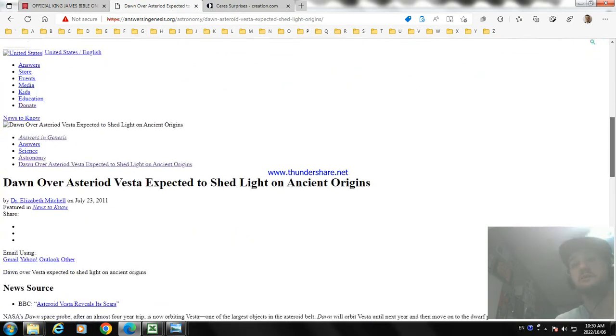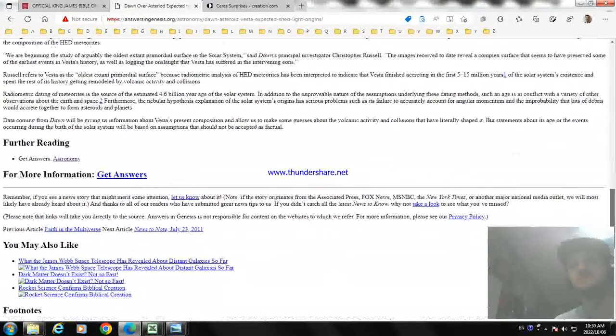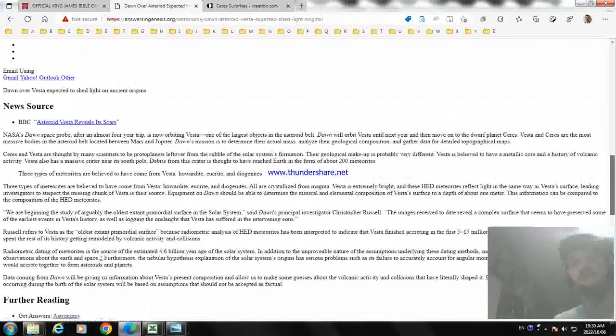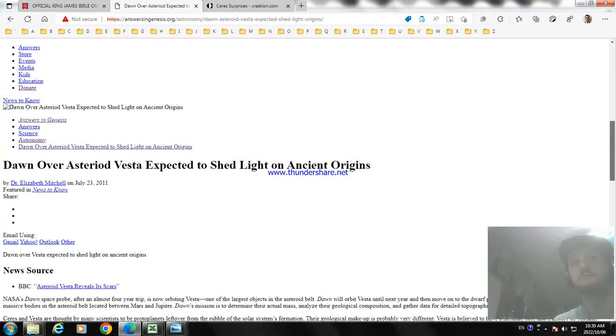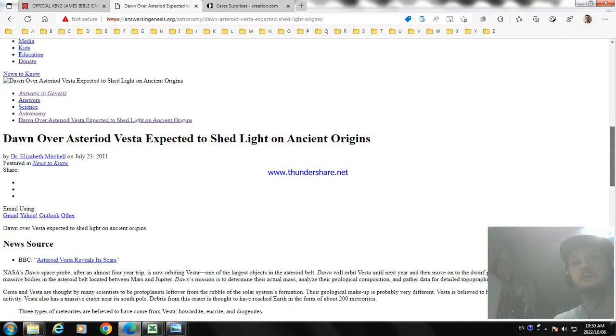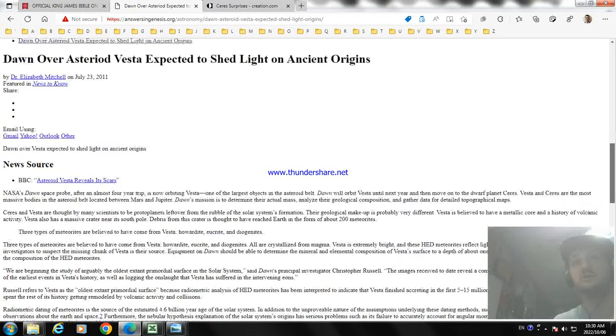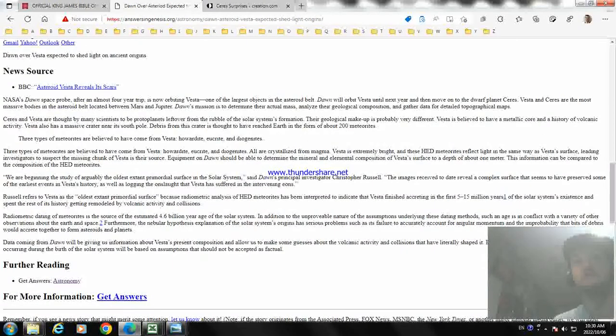Well, we can read this part for Exodus and Genesis. Let's read this article right here. Dawn over Vesta expects to shed light on ancient origins. That's what the article is called. It's by Dr. Elizabeth Mitchell. NASA's Dawn space probe, after almost a 4-year trip, is now visiting Vesta, one of the largest objects in the asteroid belt.